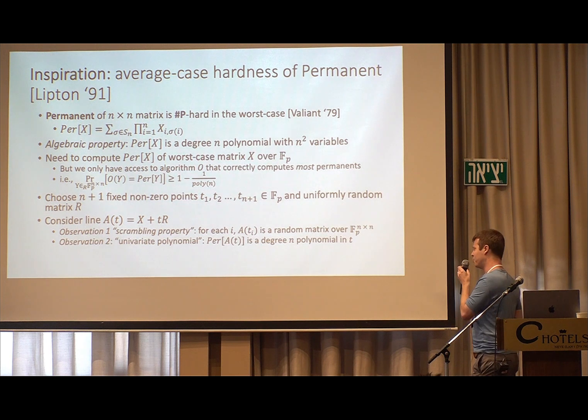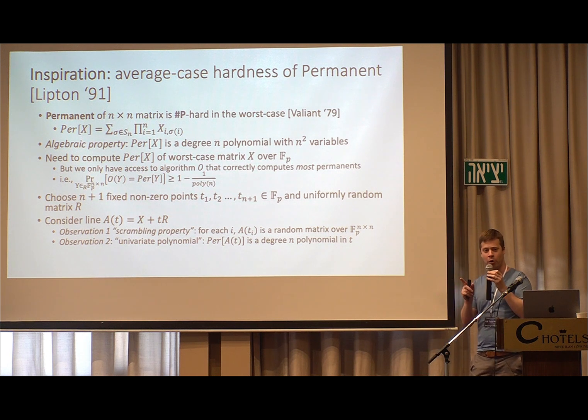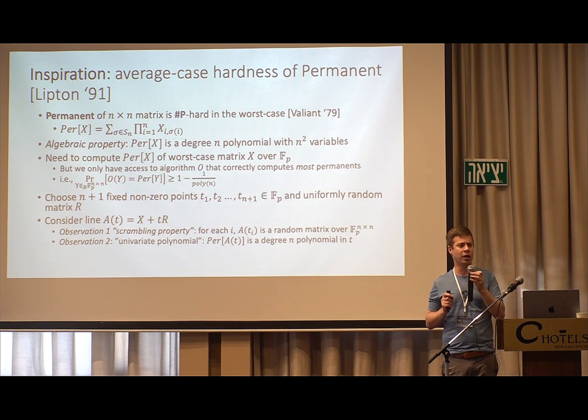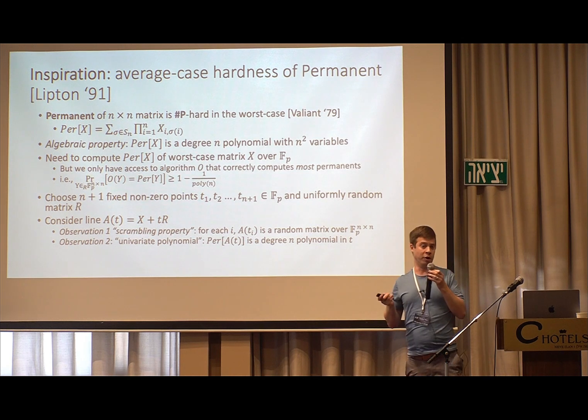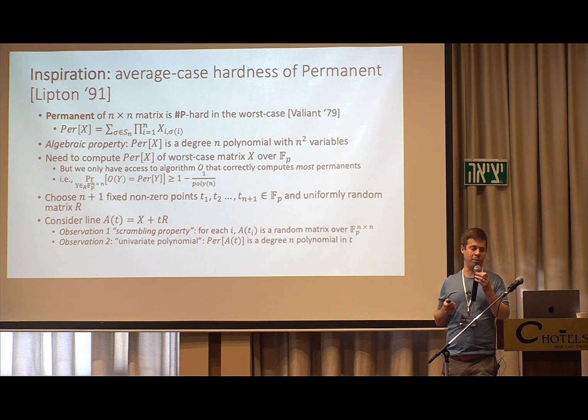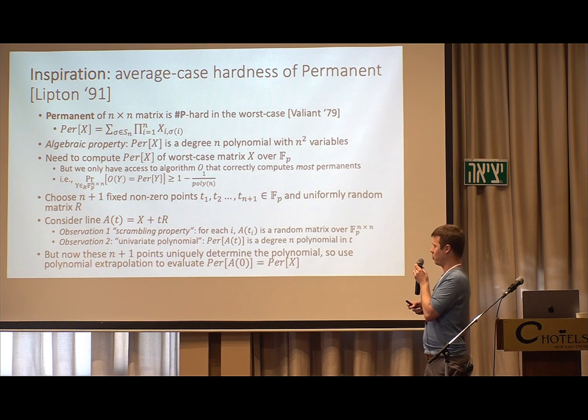All right. The second observation is what we call the univariate polynomial property, which is that the permanent of A of T is a degree n polynomial, but now in a single variable t. And that's, of course, inherited from the algebraic property of the permanent itself, that the permanent itself is a polynomial. Okay, but now it sort of says what we should do. This is a polynomial extrapolation problem.